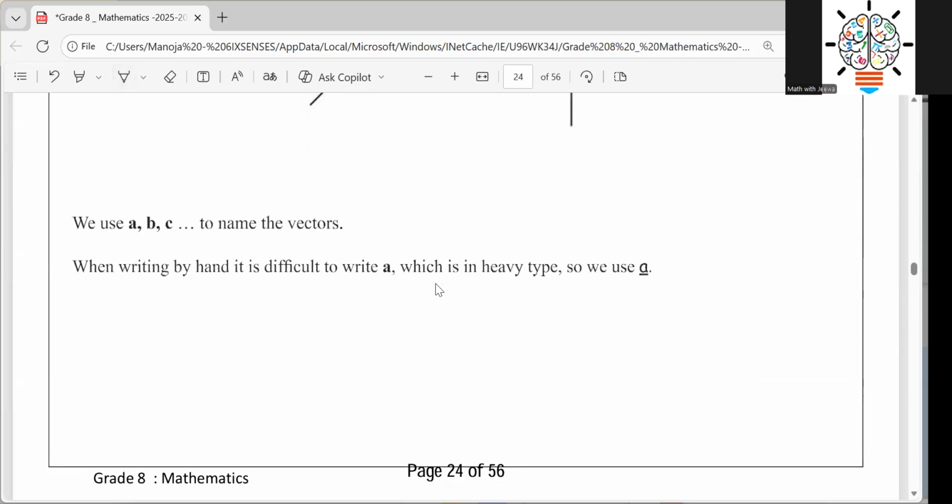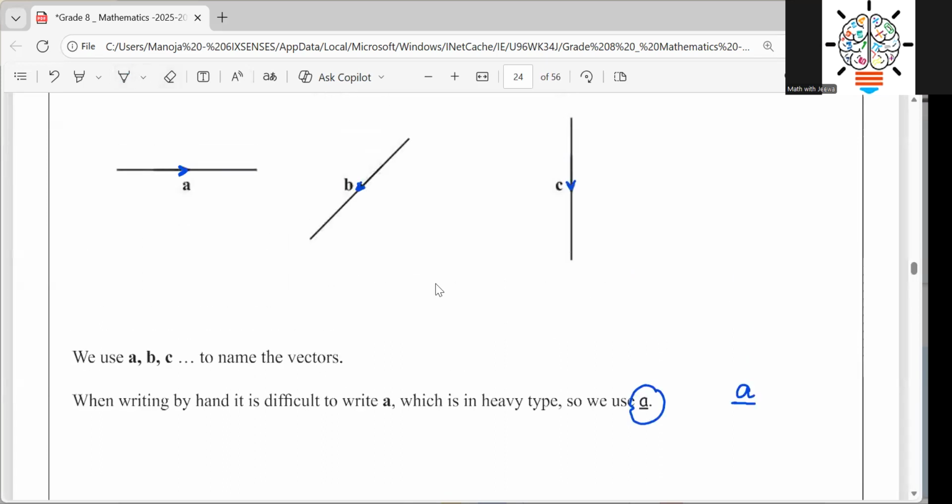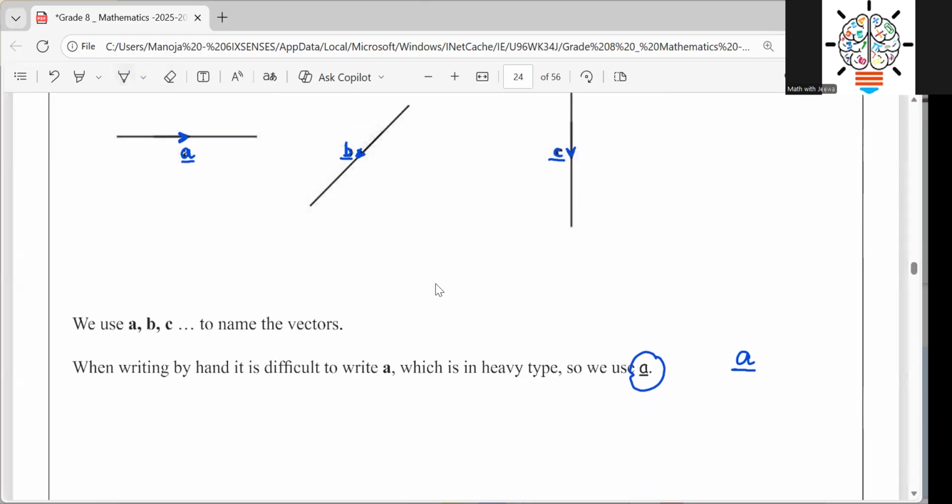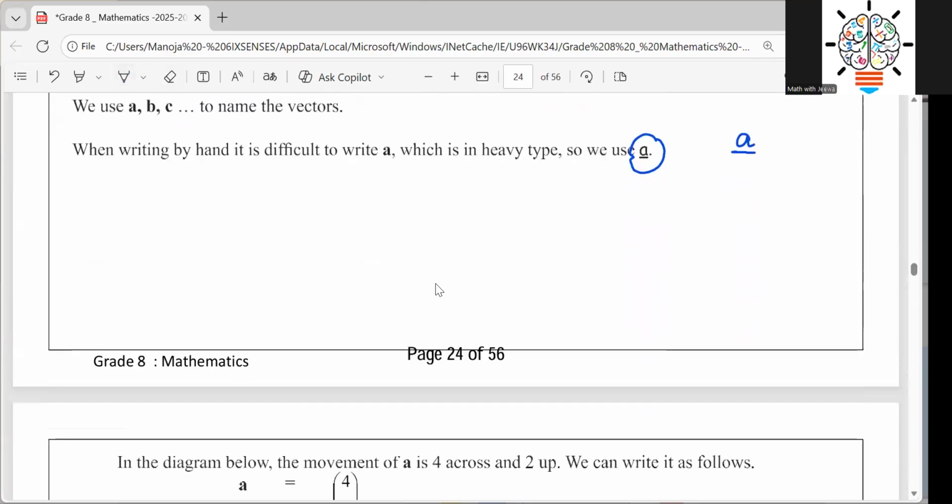When writing by hand, it is difficult to write this A, which is in heavy type. So normally, when you write it, we use it like this. You just write the A and you show it like this. So these are the printed A, B, C, no? So if you are showing it in your book, you write A and underline. Then you write B and underline. And you write C and underline like this. Simple A, B, C. That is how we write it by hand.